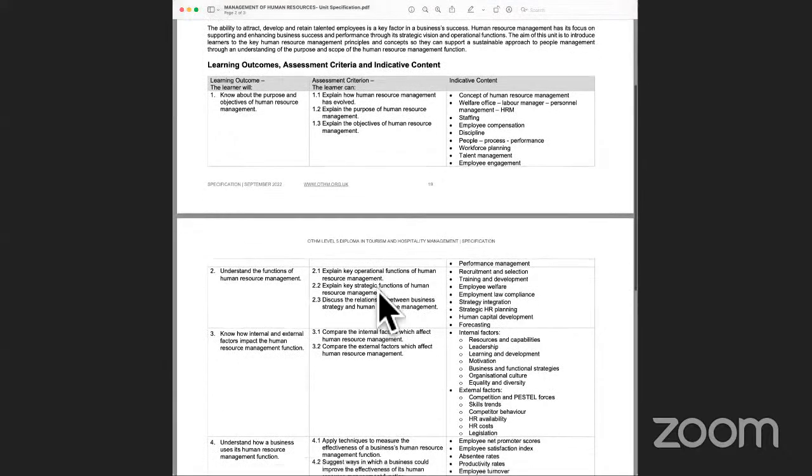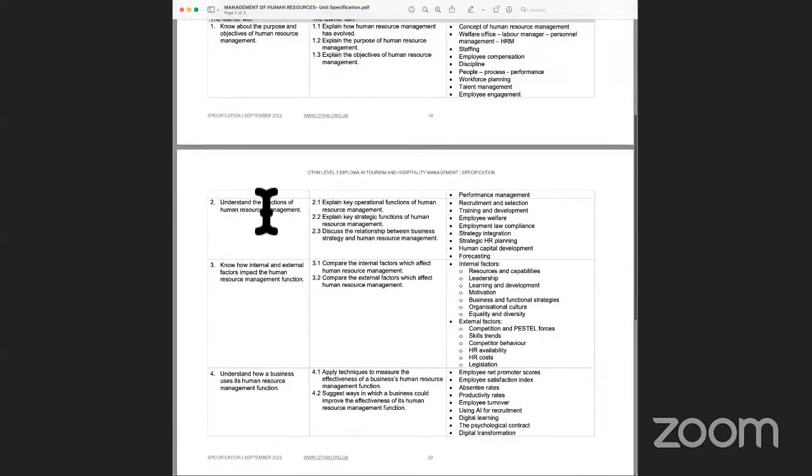Now in learning outcome 2, we are going to go into details of the functions of HRM. We'll divide them into 3 different types. One would be operational functions, which are day-to-day, second would be strategic functions, and then we also look at tactical.